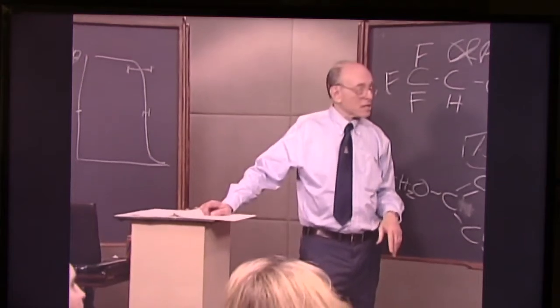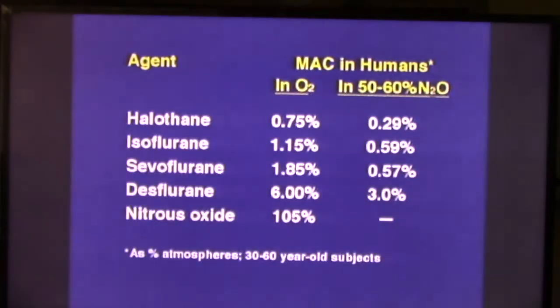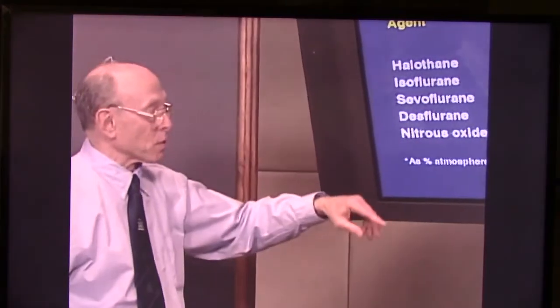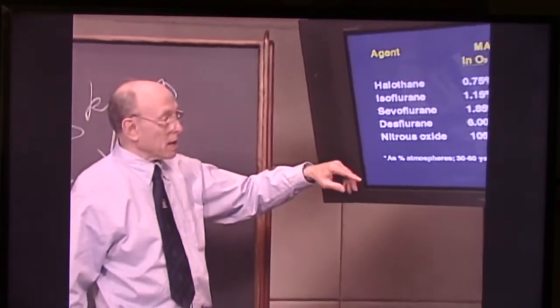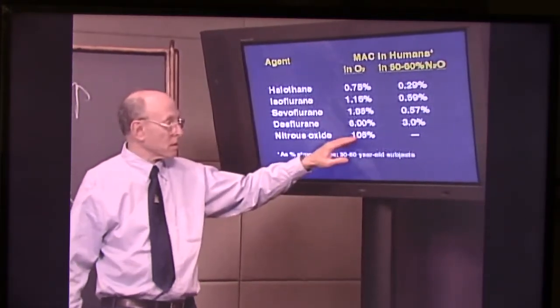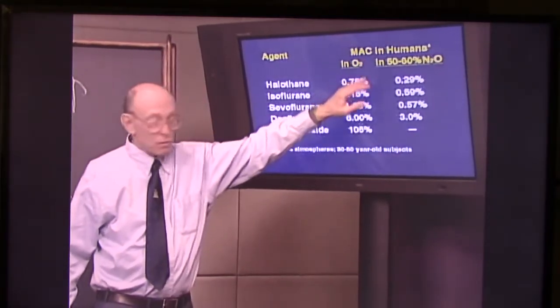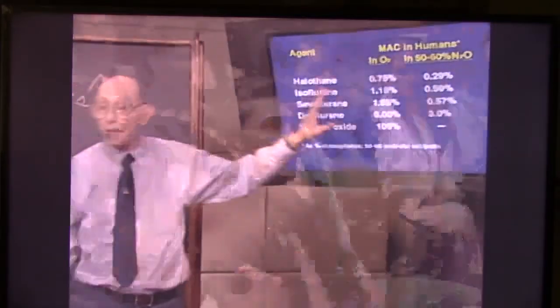And that is anesthetic for nitrous oxide. Now, notice that this is for 30 to 60-year-old subjects. And we're going to talk about age, but if we had a different age, the values would be different. And notice that nitrous oxide itself adds to the effect of halothane, isoflurane, sevoflurane, and desflurane. So it reduces the MAC, and does so roughly by 1% for each percent nitrous oxide. So nitrous oxide produces a halving at 50 to 60% nitrous oxide of the MAC for desflurane at this age. At different ages, it will differ, and we'll see that in a moment.